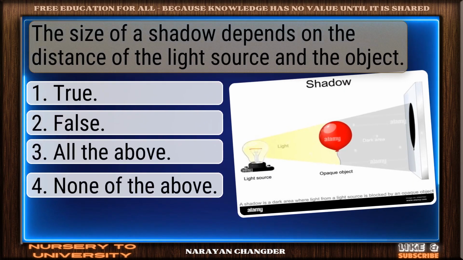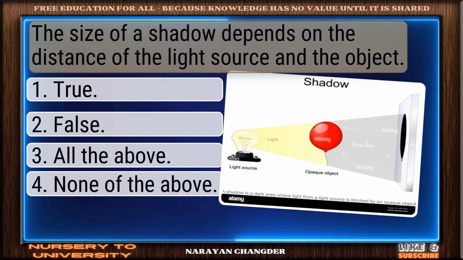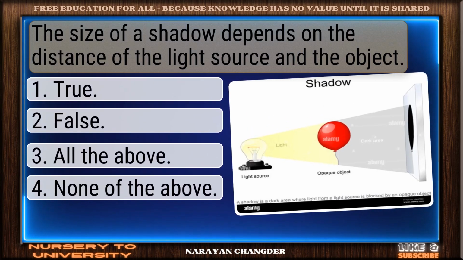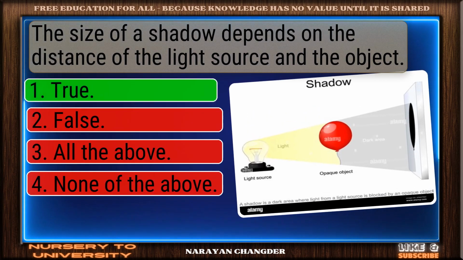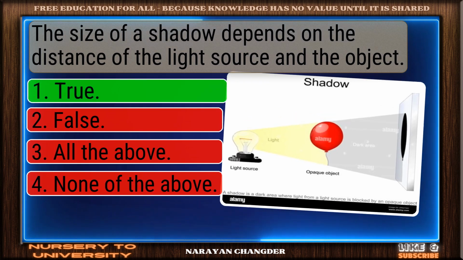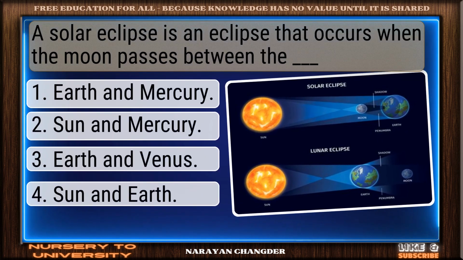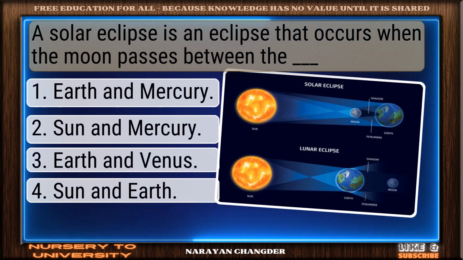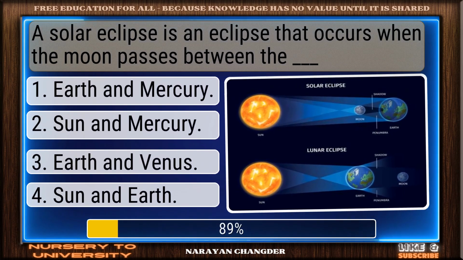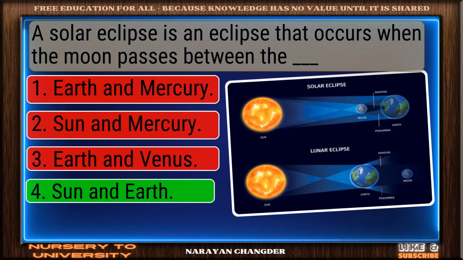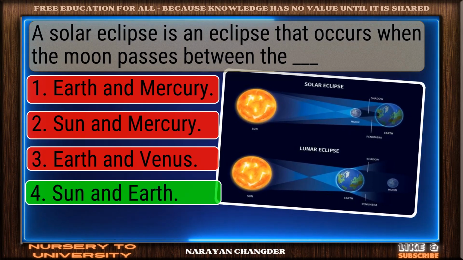The size of a shadow depends on the distance of the light source and the object. Bravo! True is the answer. A solar eclipse is an eclipse that occurs when the moon passes between the dash. Well done. Sun and Earth is the right choice.